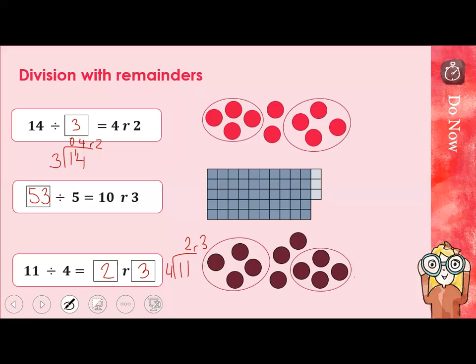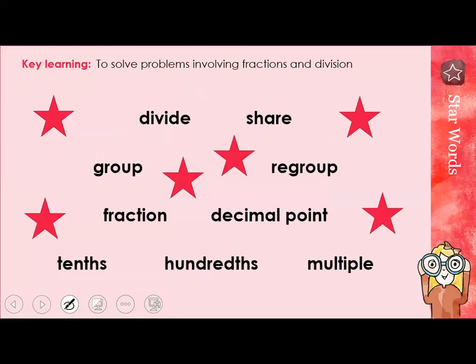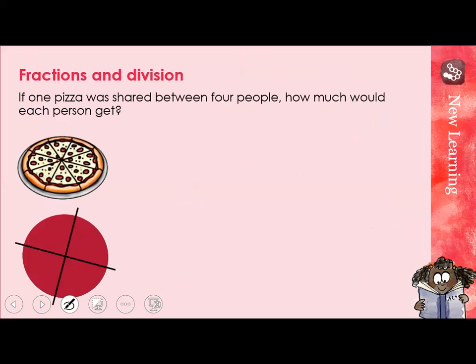We can see the relationship with the arrays here. I've got one whole group of 4, another group of 4. And how many have I got as a remainder? Well, I've got 3. 2 whole groups of 4 and remainder 3. As always, please pause now. Make sure you are confident with all of these star words.